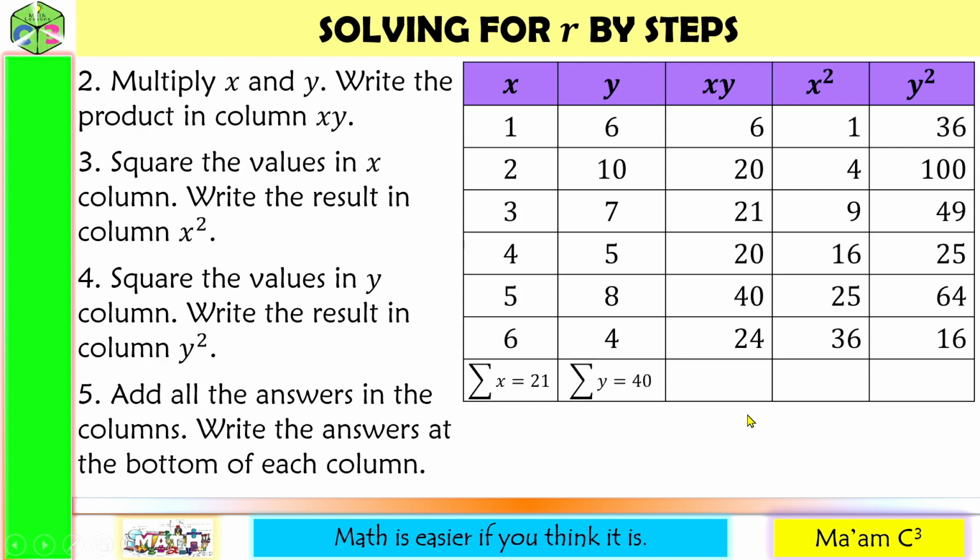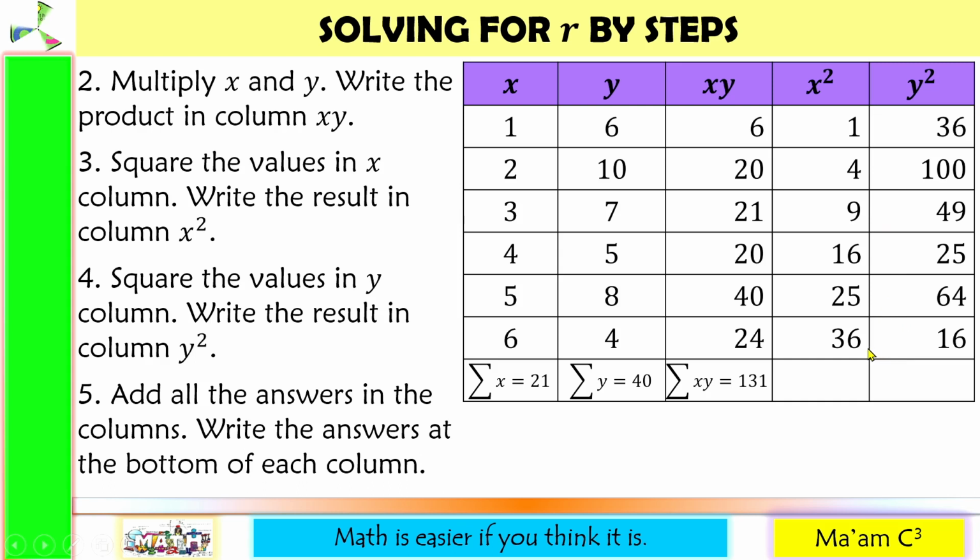Next column for XY. 6 plus 20 is 26. 26 plus 21 is 47. 47 plus 20 is 67. 67 plus 40 is 107. 107 plus 24 is 131. Next one for the X squared. 1 plus 4 is 5. 5 plus 9 is 14. 14 plus 16 is 30. 30 plus 25 is 55.